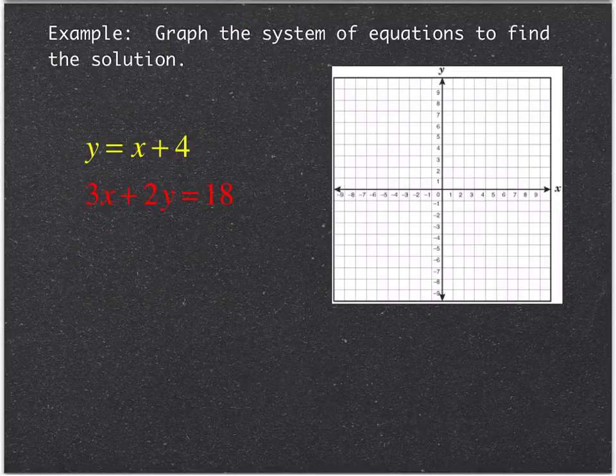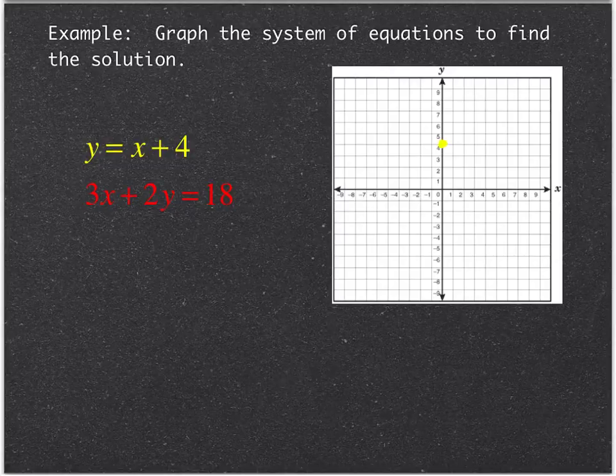Alright, so we're going to look at our very first example here, and we're going to graph this to find the solution. Notice we have our yellow equation here and our red one. I'll try to graph them in the same colors so you can distinguish them pretty nicely. First of all, our yellow one, you can see that's in slope-intercept form. So we first of all want to graph that y-intercept of 4. So I'll put my dot right there.